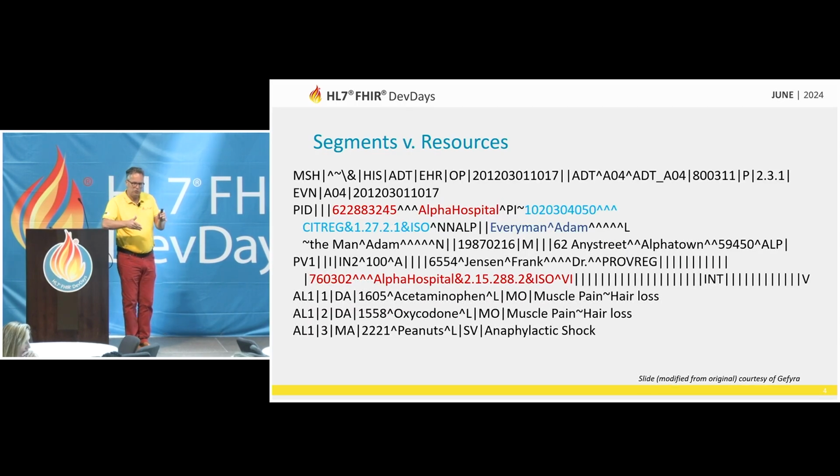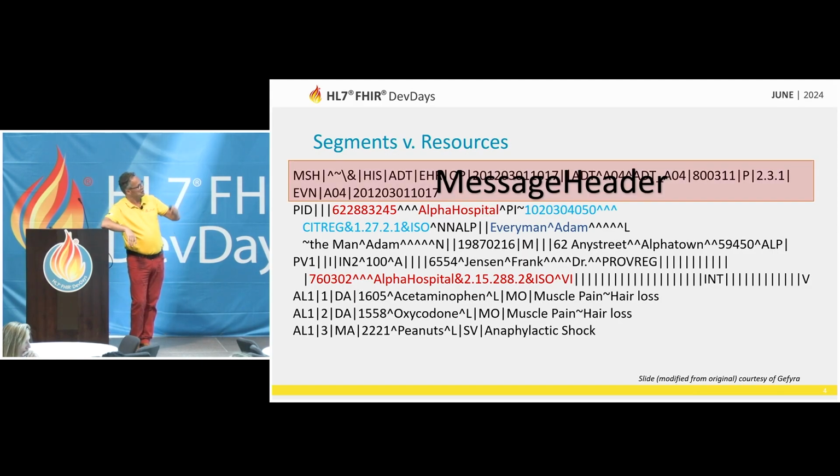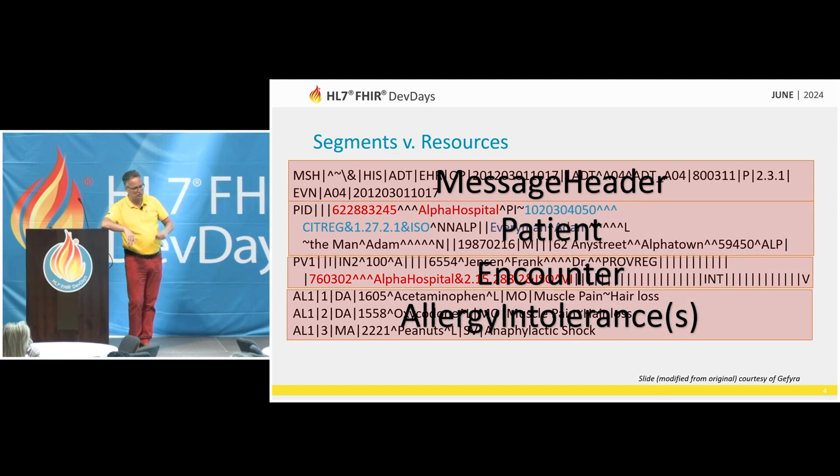Now, if you look at this translation issue at a high level of abstraction, you go like, well, these version 2 segments, they're kind of resources, right? So I look at this version 2 message, ADT A04, and I go like, okay, so this is a message header FHIR resource, this is the patient resource, here we have an encounter resource, and here we have some allergy and intolerance resources. Done. Cool, easy. Well, yes and no.